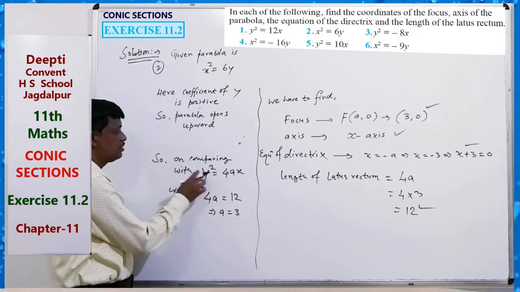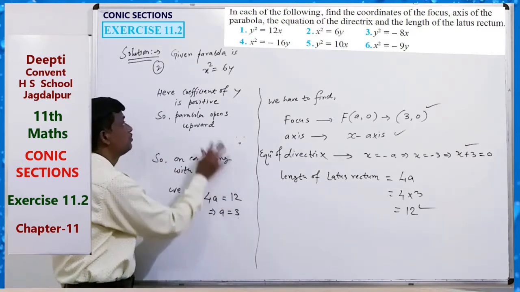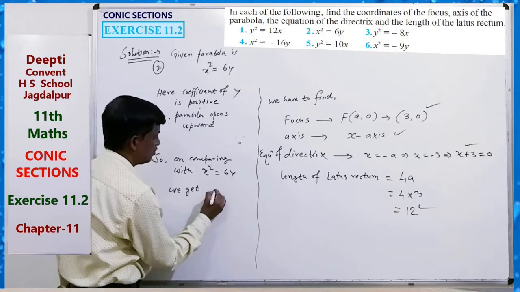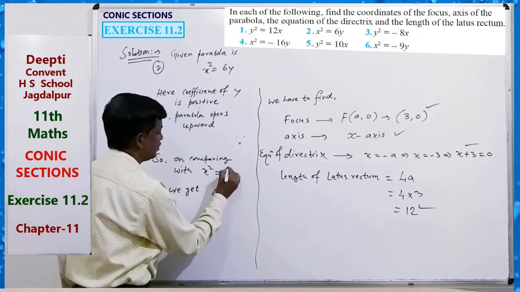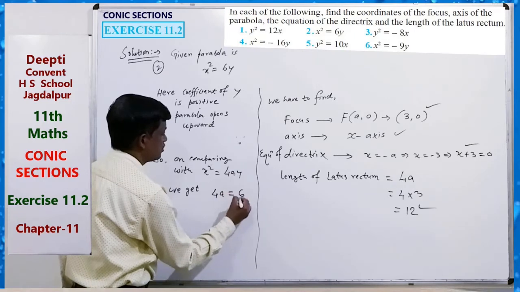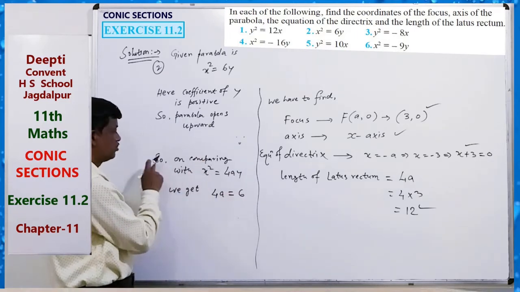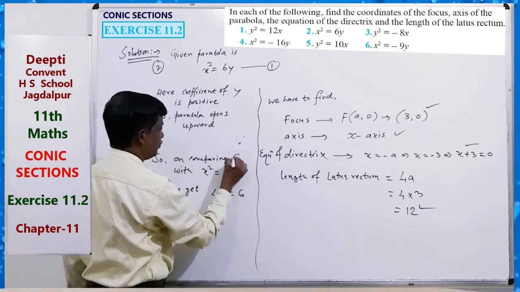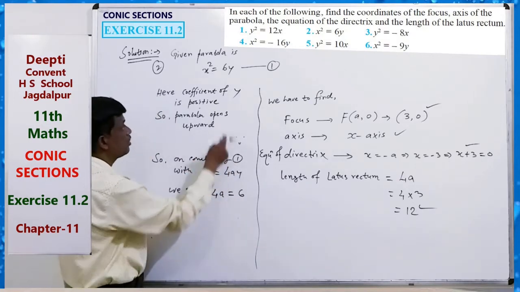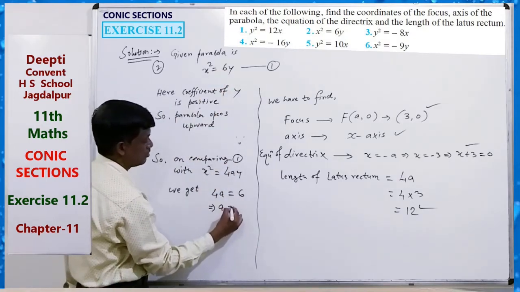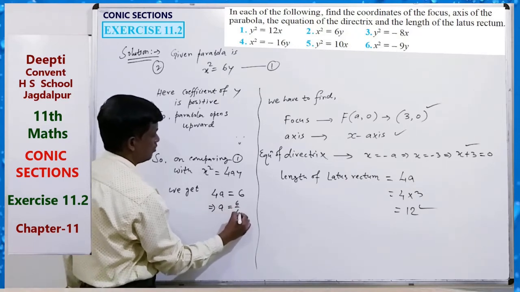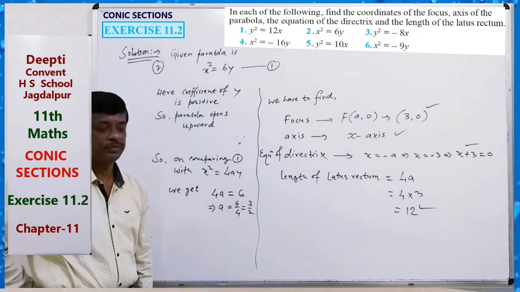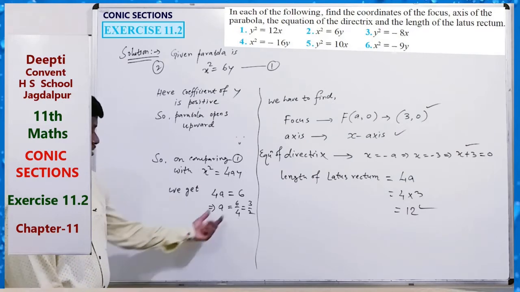So on comparing, what will be the equation here? X square equals to 6y. We get 4a equals to 6, not 6y, 4ay. On comparing this with x square equals 4ay, 4a equals to 6. A equals to 6 by 4, which is 3 by 2. Clear? We found a.